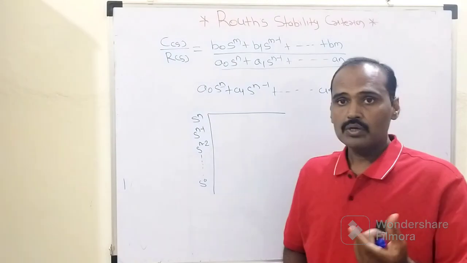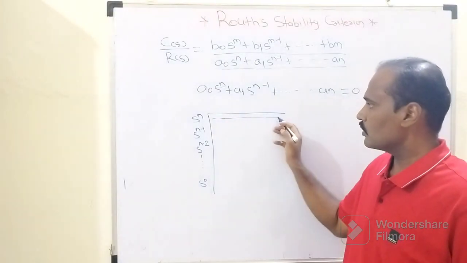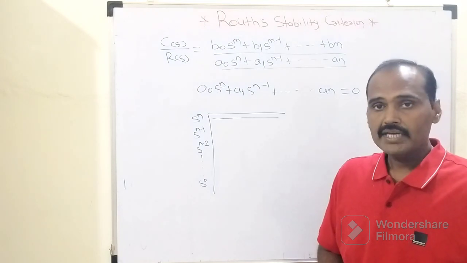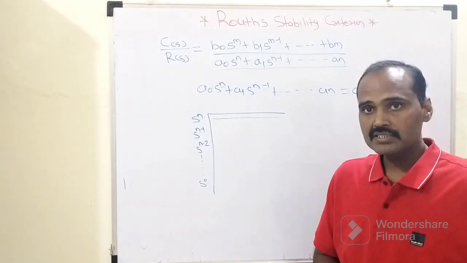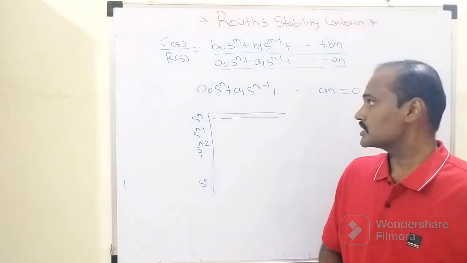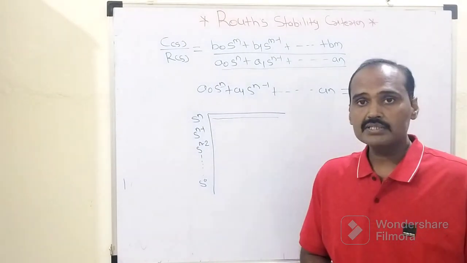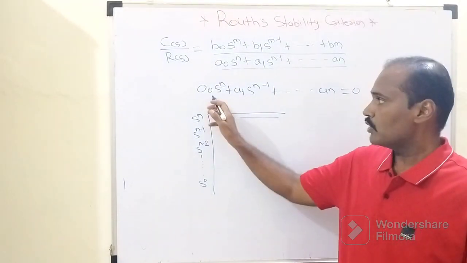In order to declare the elements belonging to the S raised to n row, we need to collect all the coefficients which are lying at even positions of this characteristic equation, right? Even position means what? The initial count always begins with a0.